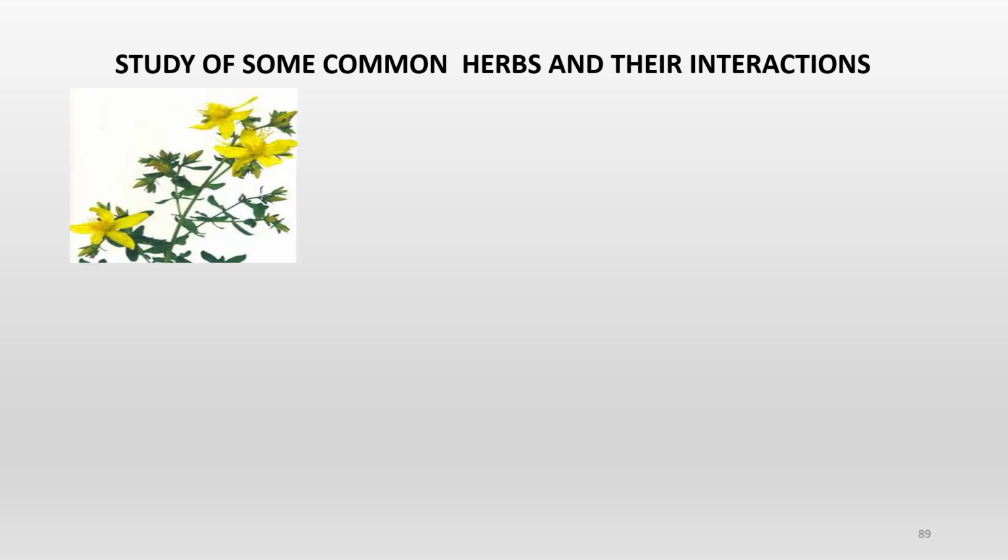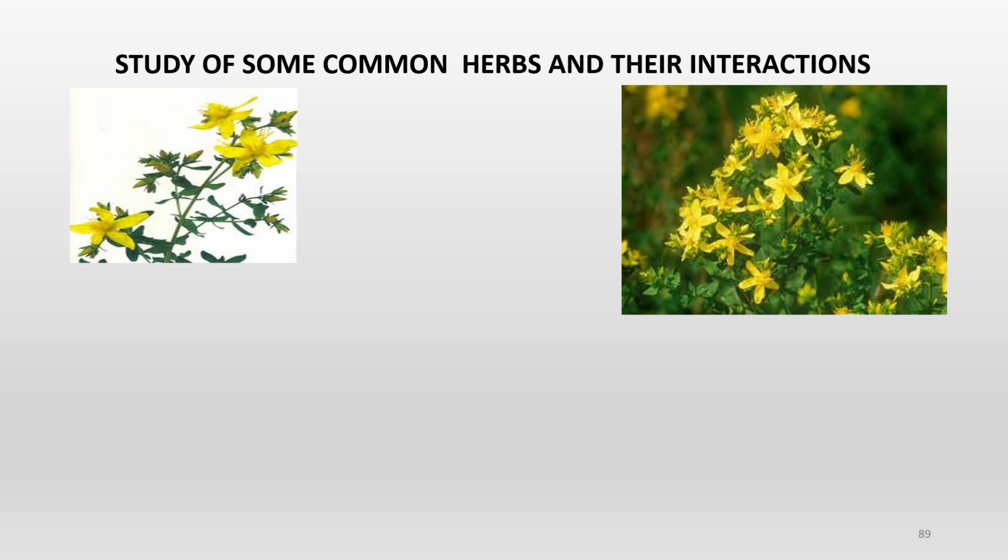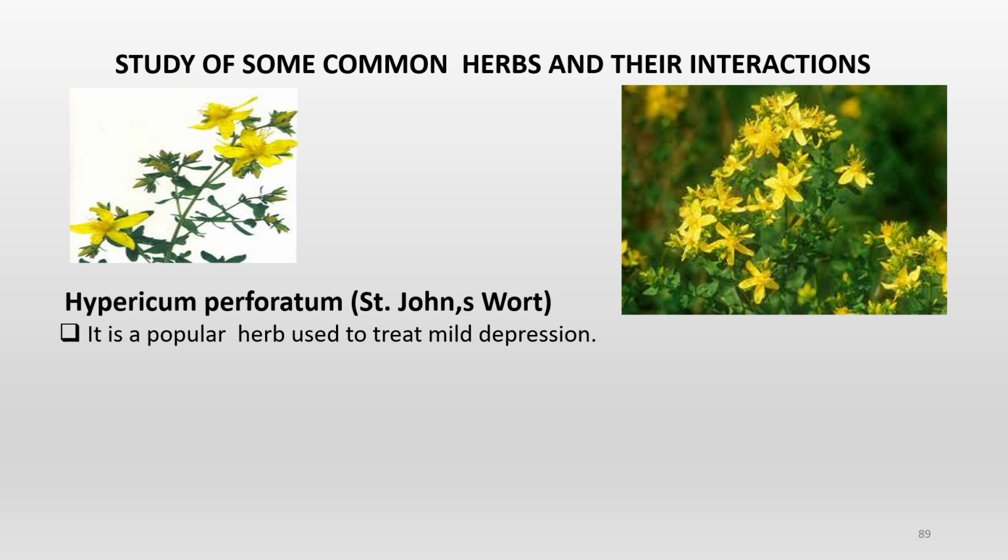Now, a study of some of the common drugs and their interactions, which we have added according to the syllabus, because they are asking many questions. In this you can see this plant with a yellowish, very beautiful flower, which is known as Hypericum perforatum. It is called St. John's wort. St. John's wort means Hypericum perforatum. Don't forget, remember this. It is a popular herb used in the treatment of mild depression.